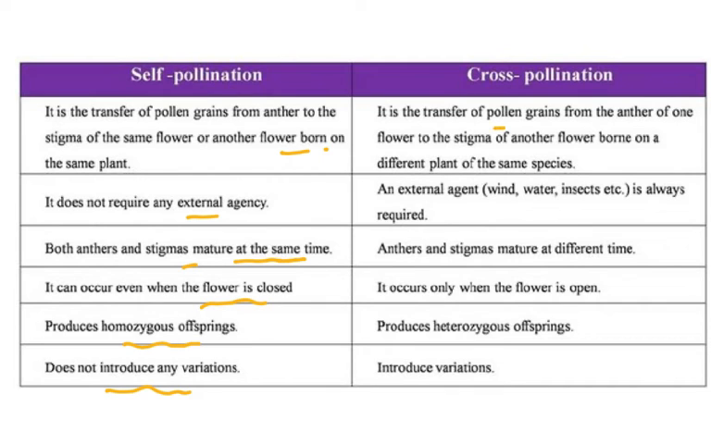Cross-pollination is the transfer of pollen grains from the anther of one flower to the stigma of another flower born on a different plant of the same species. An external agent, wind, water, insects, is always required. Anthers and stigma mature at different times. It occurs only when the flowers are open, produces heterozygous offsprings. Introduces variation. Red roses and white roses, all the seeds produce pink roses. So there's variation.